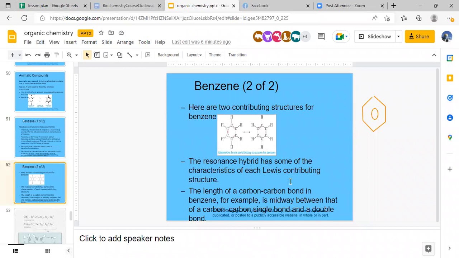Okay? So the resonance hybrid has some of the characteristics of each Lewis contributing structure. Not just for benzene, we'll encounter that in other structures as well. In experiments, they found out the carbon-to-carbon bond is equal for all. So the actual structure is a combination of both.